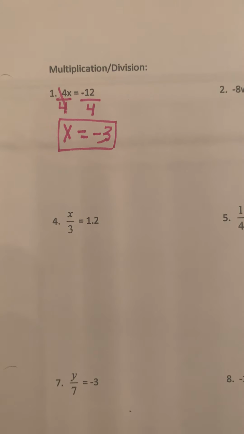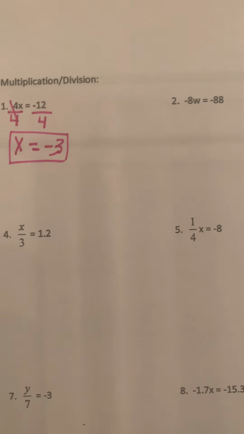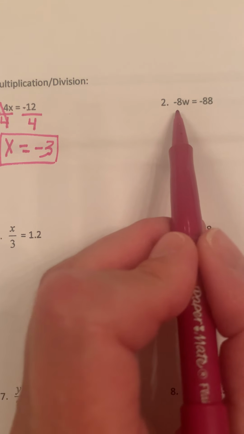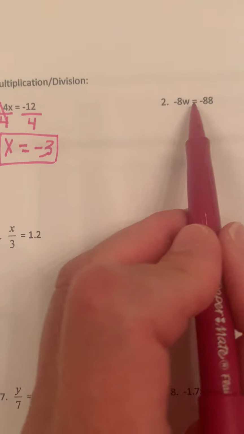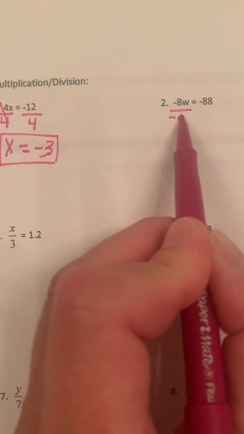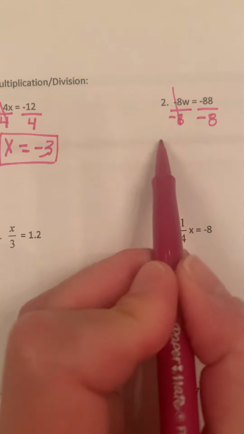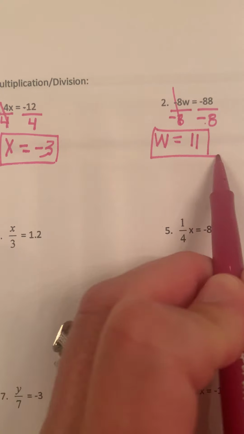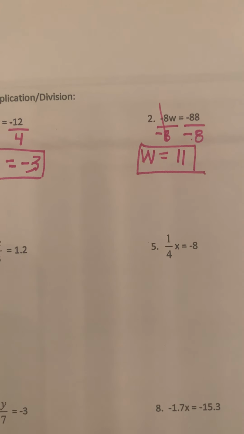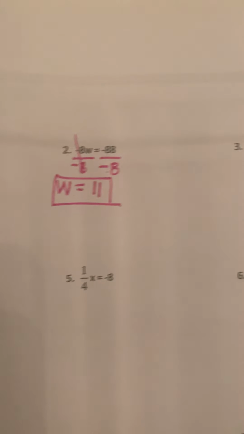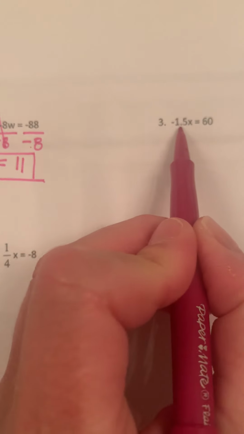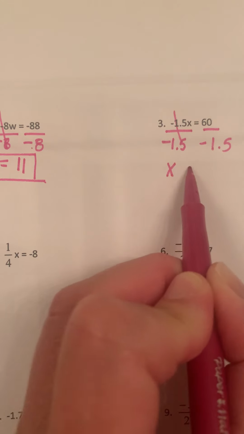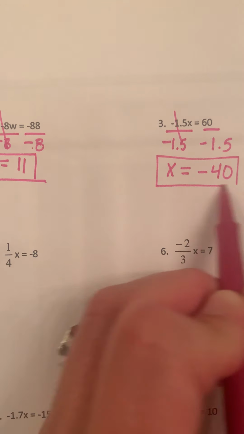I would stop here if you're pretty good with this and do 2 and 3 and then check your answers. This is negative 8 times w. The common error is people want to add this. It's not negative 8 plus w, it's negative 8 times w. So you want to go through and divide that out. Negative 88 divided by negative 8 is a positive 11. And then the last one, you have a decimal. If you don't know it, you can use your calculator. It's negative 1.5 times x, so you're going to divide through by negative 1.5, and you should get negative 40.